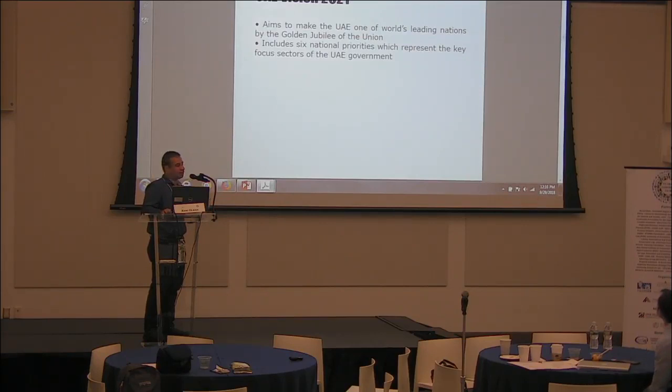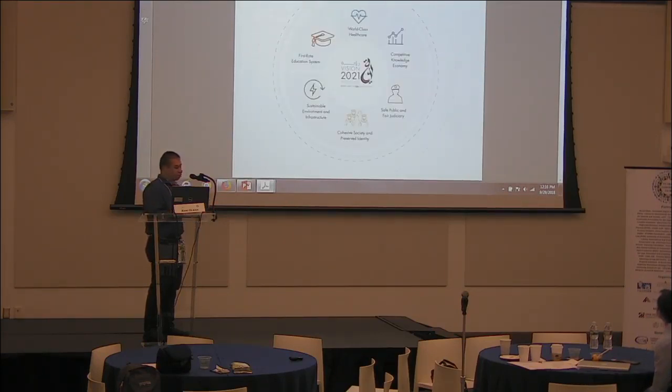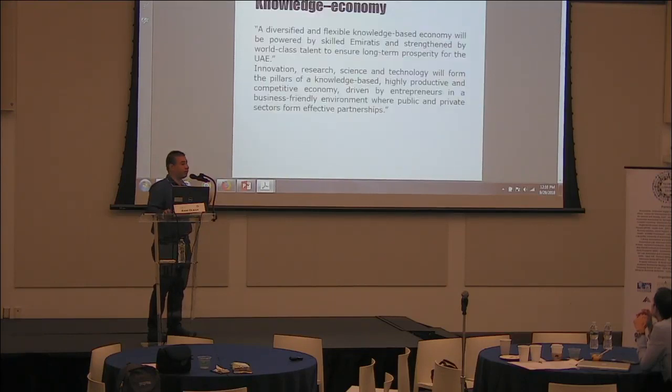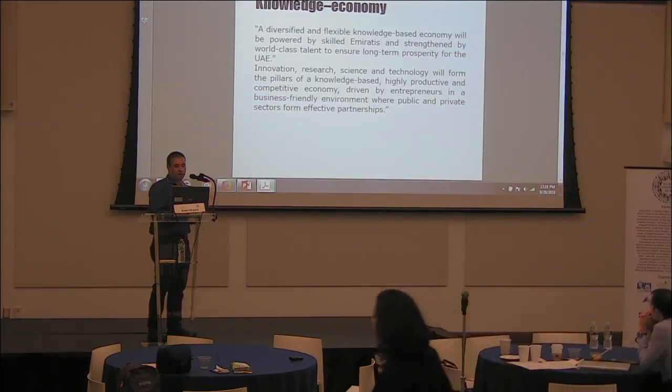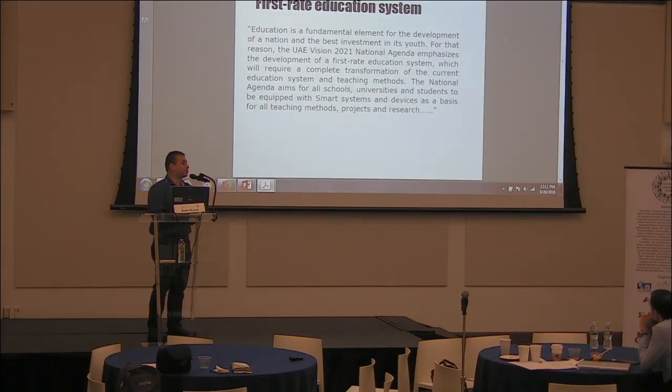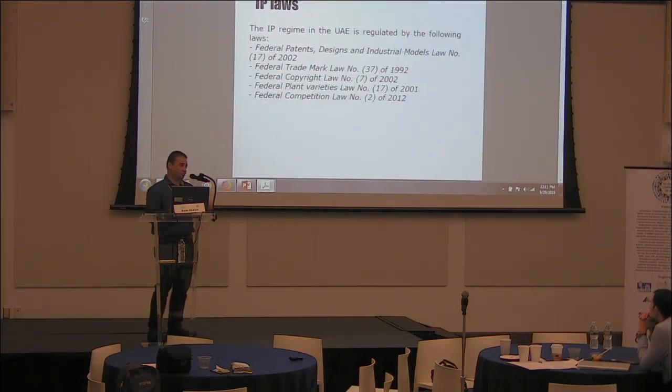They have six national priorities, and two of them are related to what we talk about today with copyright: mainly a competitive knowledge economy, and secondly, the educational system. Those are the two things they are concentrating on which relate to copyright. So a flexible knowledge-based economy, where innovation, research, science, and technology will form the knowledge-based economy. This is one. And the second one is the educational system, because it's a developing country and they need much more investment, much more rethinking of the whole educational system. Those two things are much related to IP laws, particularly copyright.